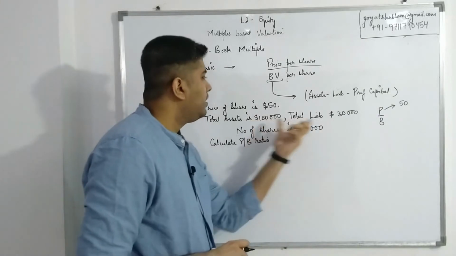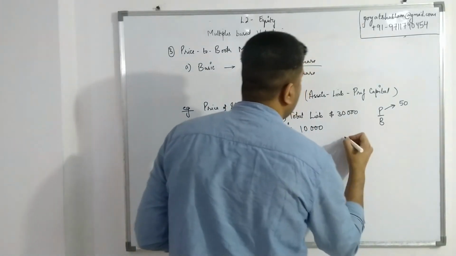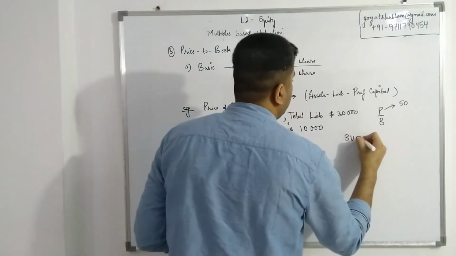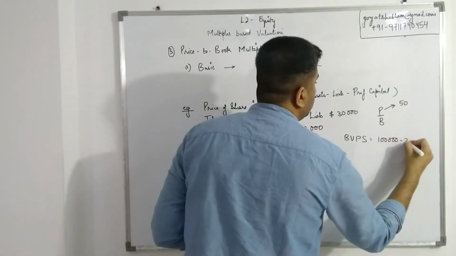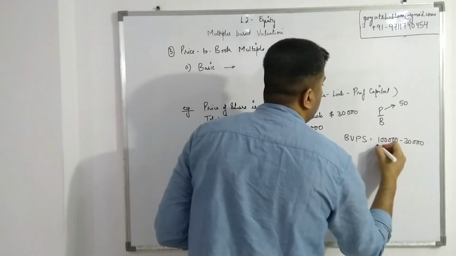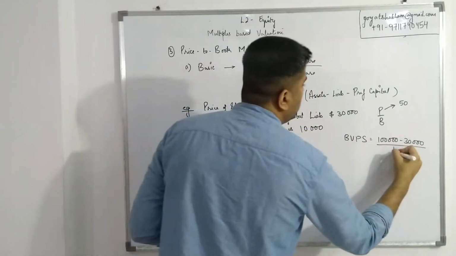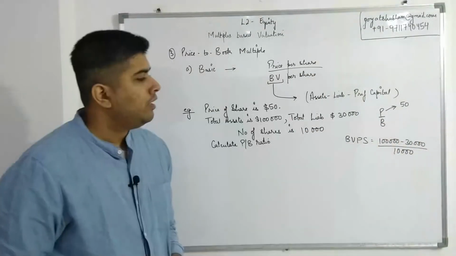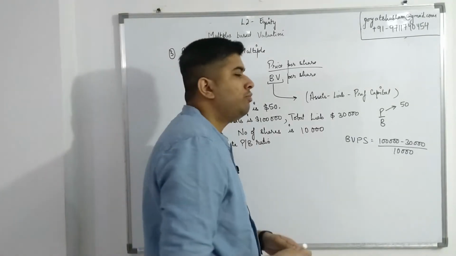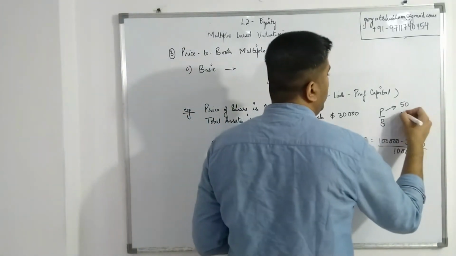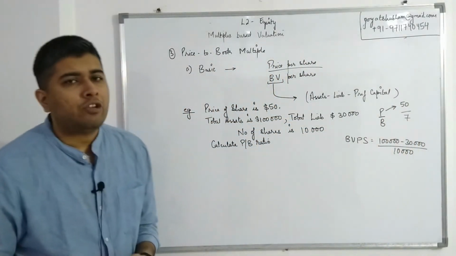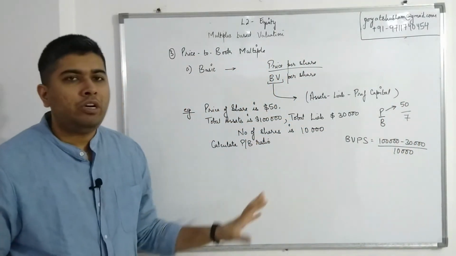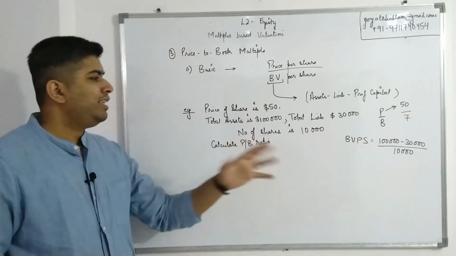So you have total assets minus total liabilities. So the book value per share is going to be 100,000 minus 30,000 divided by number of shares, which is 10,000. So when you solve for this, you'll get book value per share of about 7. So your actual calculation comes out as 50 divided by 7. And then you can solve for that, you'll get approximately 7.14 as your PB ratio. So basic calculation.